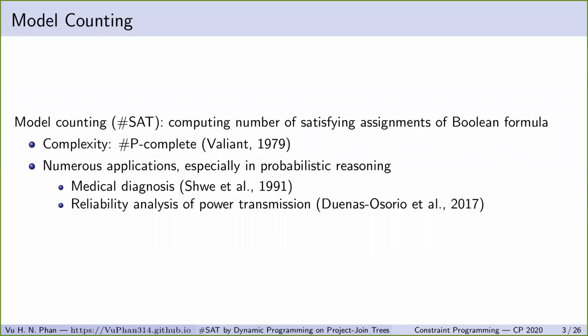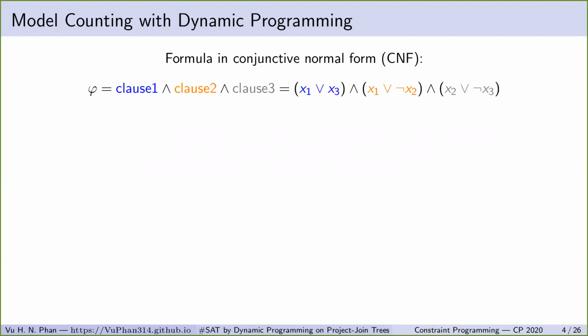Model counting is to compute the number of satisfying assignments of a Boolean formula. This problem is #P-complete, which is quite hard. Model counting has several applications, including the automation of medical diagnosis. A Boolean formula is often given in conjunctive normal form, CNF, which is a conjunction of clauses.